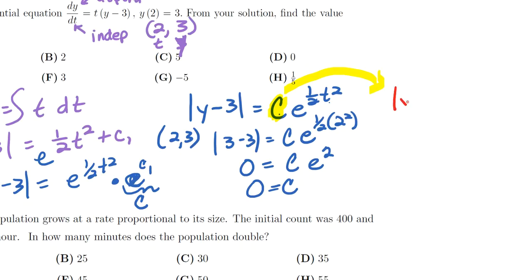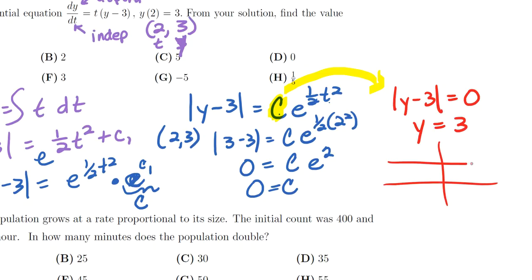So now we simply have absolute value of y minus 3 is equal to 0 times e to the 1/2 t squared. So 0 times anything is just 0. So our constant solution, y is always equal to 3 on our slope field. That's what the solution curve would look like.